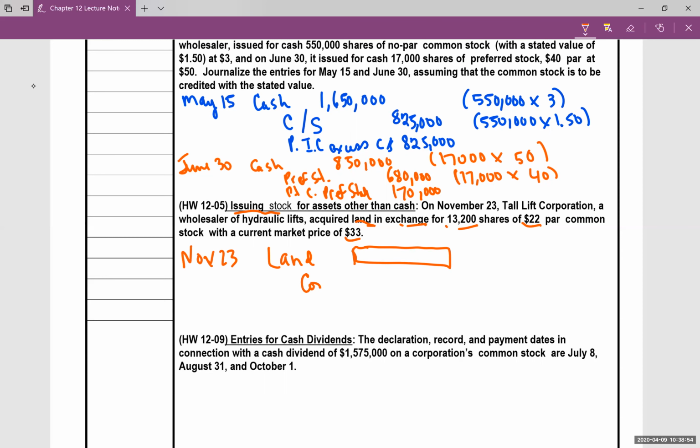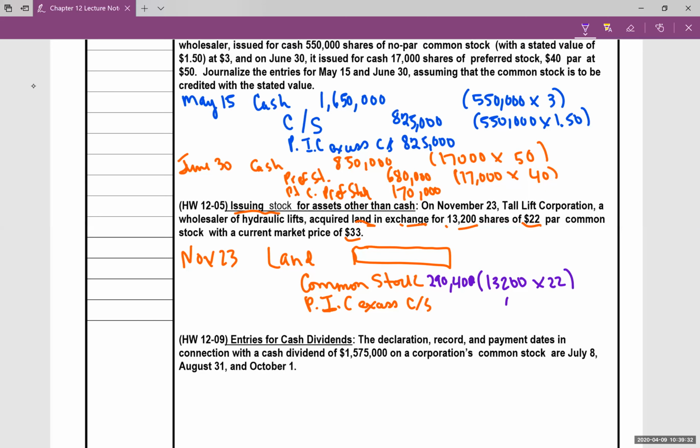Well, the credit is going to go to common stock and also paid in capital, excess common stock. Okay, so let's do some calculations. If we take 13,200 shares times the par value of $2, we're going to get this number, 290,400.